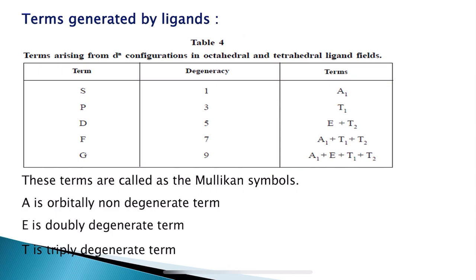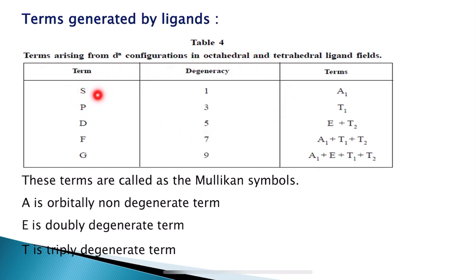Here, the splitting of spectral terms of d^n configuration in an octahedral field and tetrahedral field is given in this table. Okay, so how is the degeneracy going to happen? Degeneracy means going from the higher energy state to the lower energy state while returning, which orbitals the electron will occupy, and how it is going to return to its original state. All this will be studied in terms of degeneracy. The terms arising from d^n configuration in octahedral and tetrahedral ligand fields are summarized in this table 4.